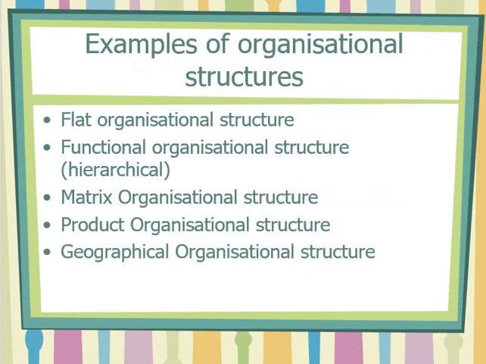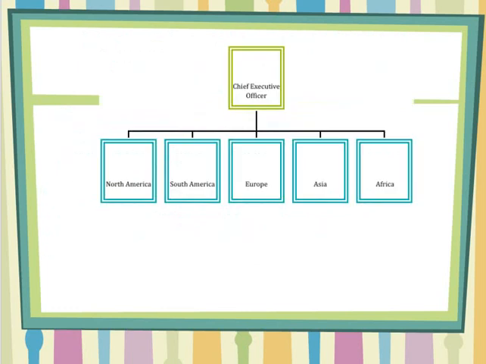If we look at the examples of organizational structures, these are the ones that you would need to know. You get a flat, a functional, a matrix, a product, or a geographical one. And I've just put some examples up here. This is a geographical one because you can see you have the chief executive officer, but then it's split up into different regions, different countries. So it's Europe, Asia, Africa. So we would call this a geographical structure.